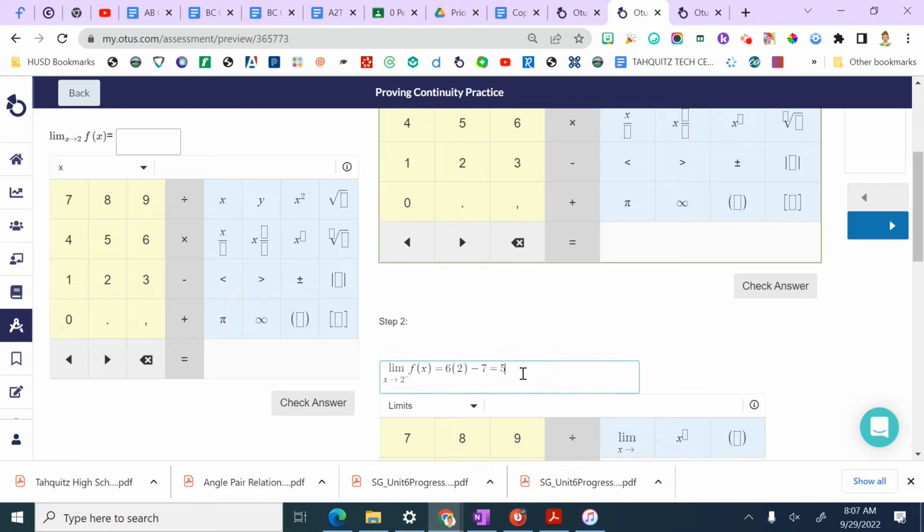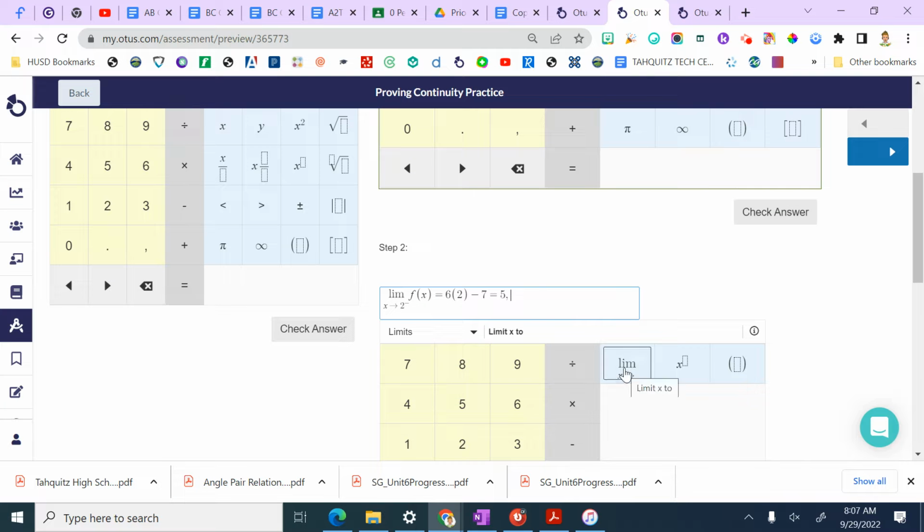So it's looking good. And then I'm going to put a comma because I have to go the limit from the right and from the left. Okay. All right, so I'm going to hit my little limit button again. This time x is going to approach what?